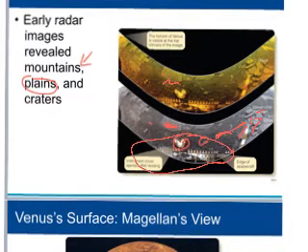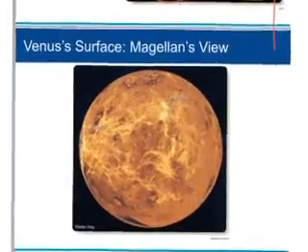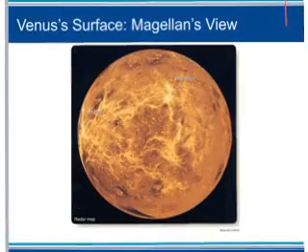And then later came the Magellan spacecraft. So this image of Venus is from the Magellan spacecraft. And Magellan was a joint venture between the U.S. and the Soviets, a mission flown in the late 1970s.